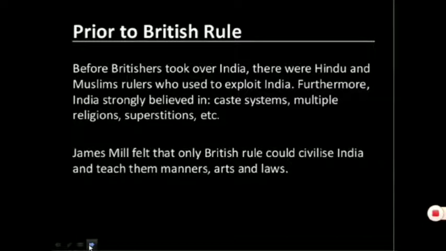Before Britishers took over India, there were Hindu and Muslim rulers who used to exploit India. Furthermore, India strongly believed in caste systems, multiple religions, superstitions, etc. James Mill felt that only British rule could civilize India and teach them manners, art and laws.